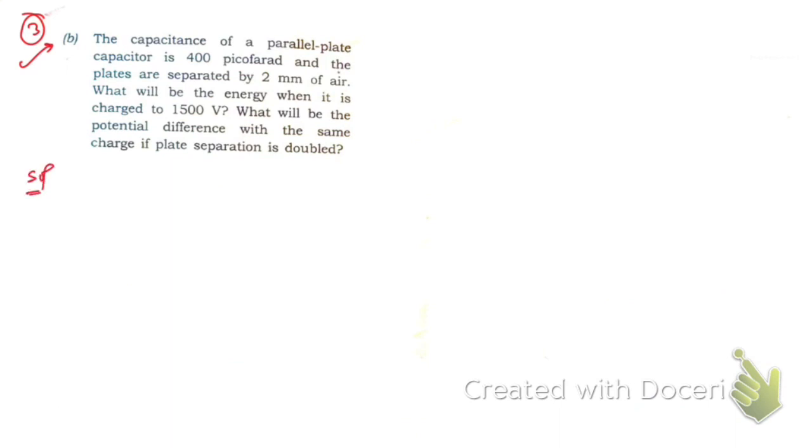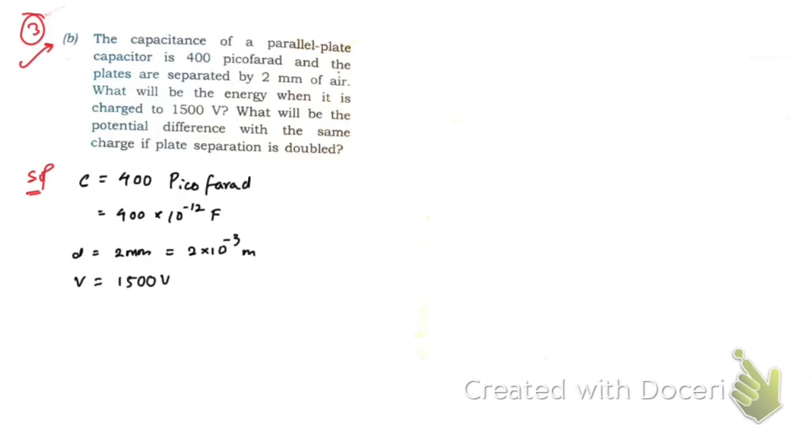So let me write the given things here. Capacitance is 400 picofarad. So let me convert it to farad. That's going to be 400 into 10 to the power minus 12 farad, right? And the separation between the plates is given as 2 mm, which is going to be equal to 2 into 10 to the power minus 3 meter, right? And the potential difference is 1500 volt.